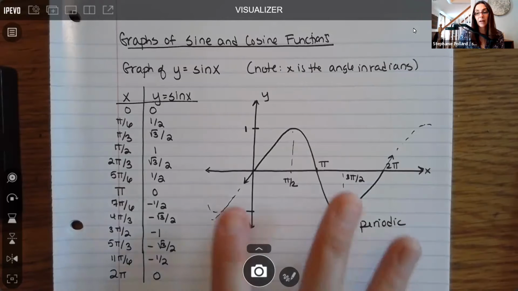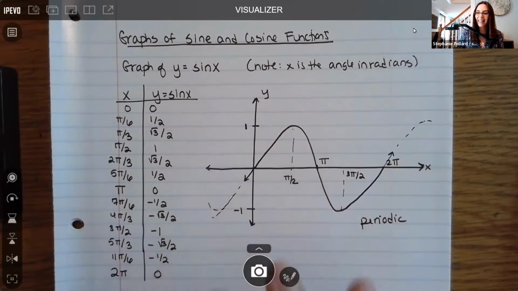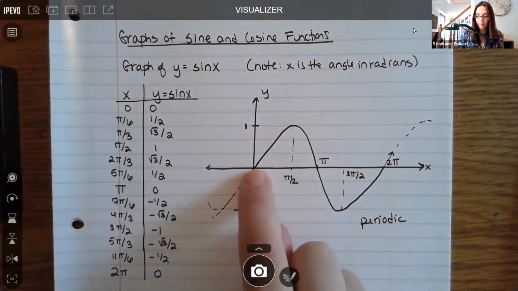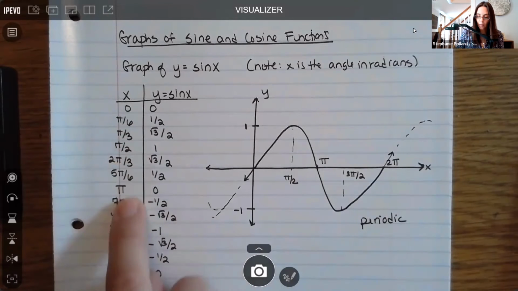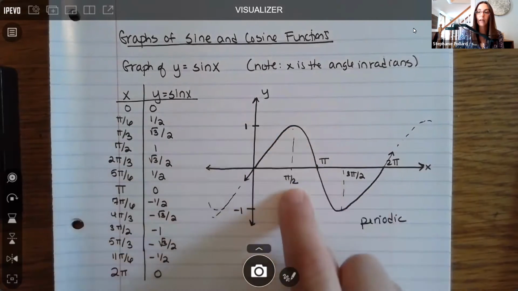I did a quick drawing here. It's not great. I'm going to show you Desmos in a second, but you can get the idea of what happens. Your starting point for one period here is at 0, 0. Then as you progress through the angles, you go up to a high value of 1, and that occurs at pi over 2. So that was our 90 degrees.